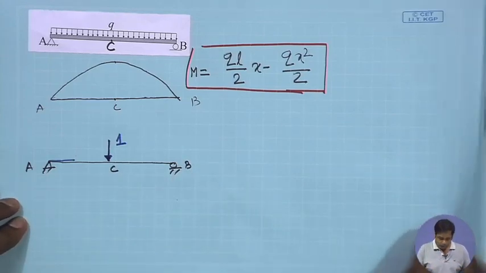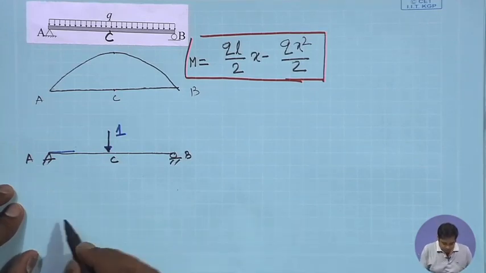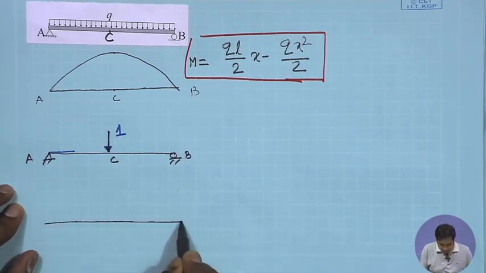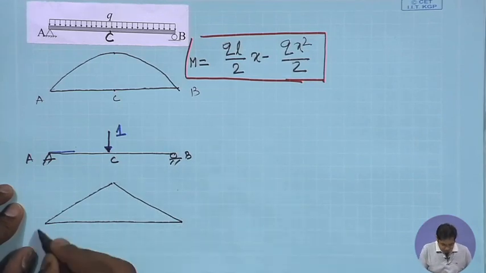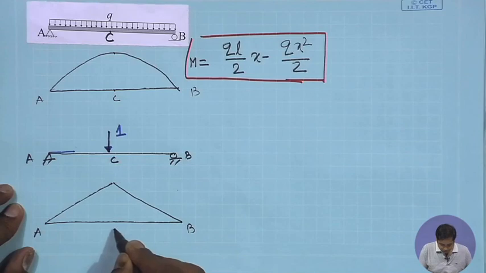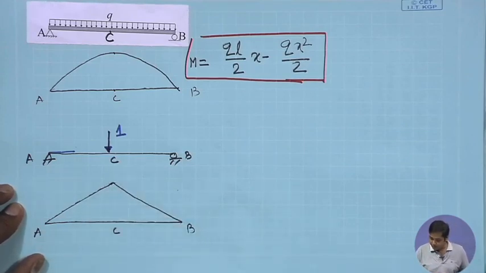Now, we know what the bending moment diagram will be for this problem. The bending moment diagram will be like this, right. We have already done it, A, B and C, and the bending moment values will be this.